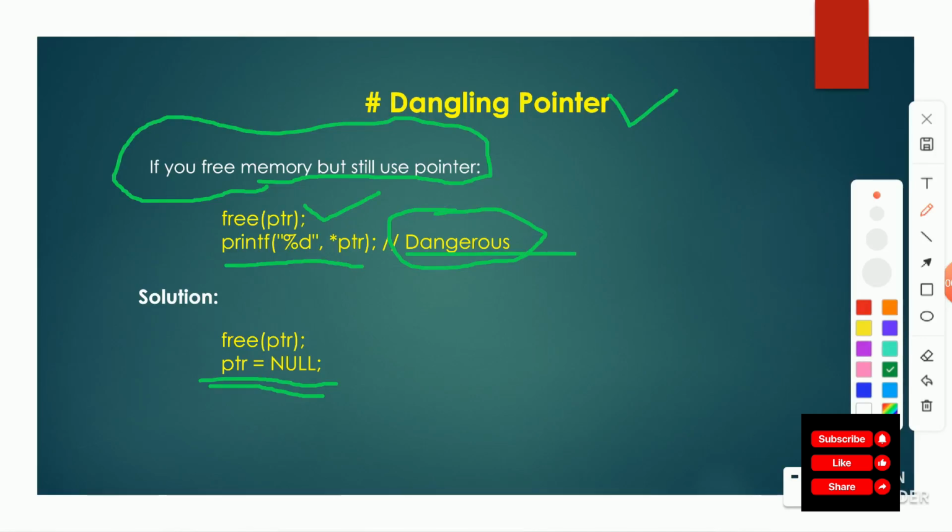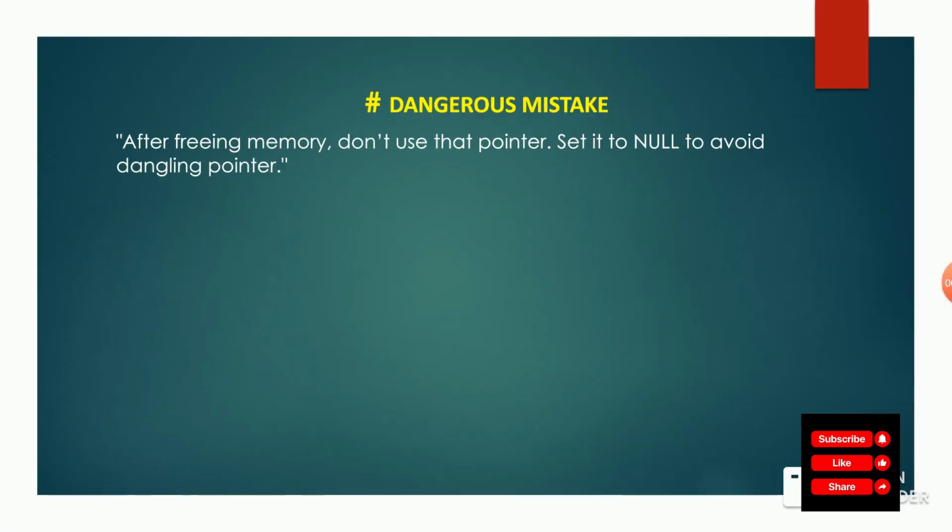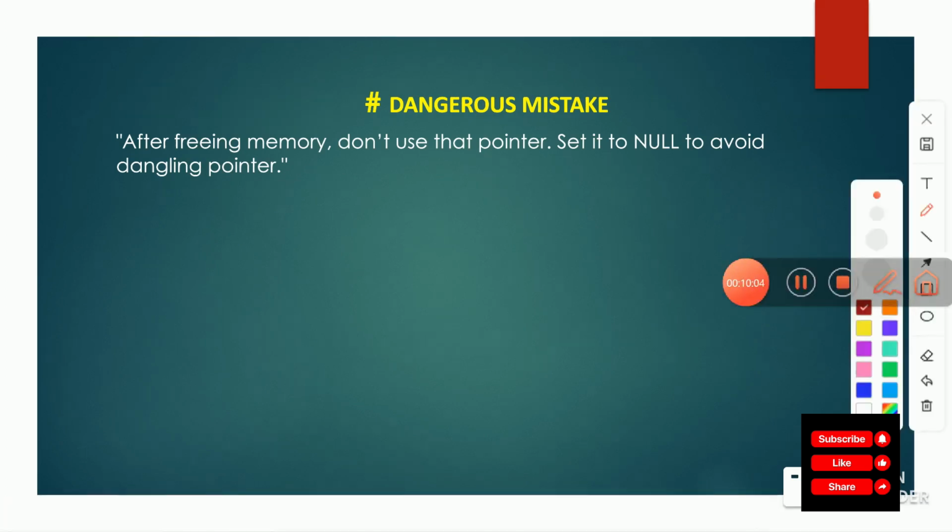The solution here is whenever we free the allocated memory, we need to set the pointer to NULL. After freeing that memory, we don't use that pointer. It should be set to NULL to avoid dangling pointers. This is all about the dangling pointer mistake. These are some mistakes made in programs, so we can take care of them.